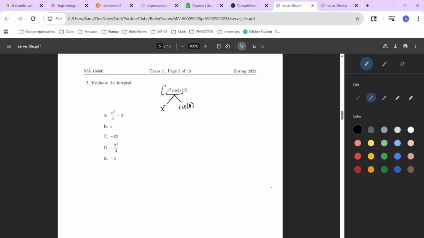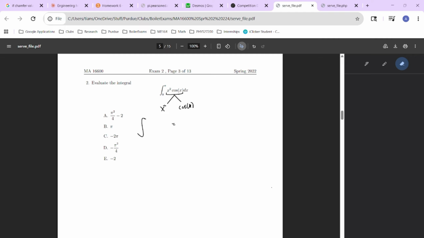Now, when you have any two functions, you should immediately be thinking, I need to integrate this by parts. Let me remind you of how to do integration by parts. Let's say that you have two functions here. You want to integrate the product of two functions. We'll call one function u, and the other one is dv.